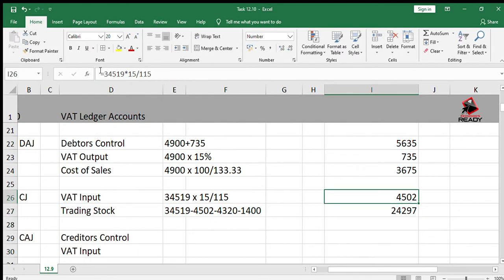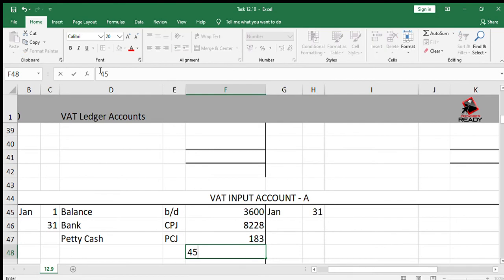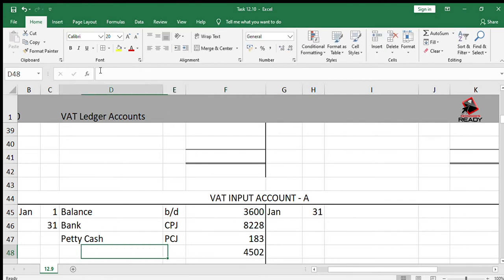24297. We're not interested in that, we're only interested in the VAT input, so 4502. It's going to go to the debit side of the VAT input account. And our details will be creditors control from the CJ.